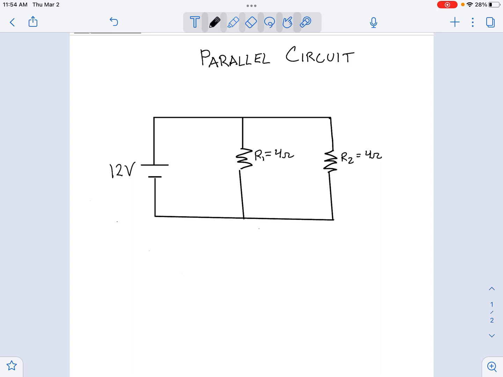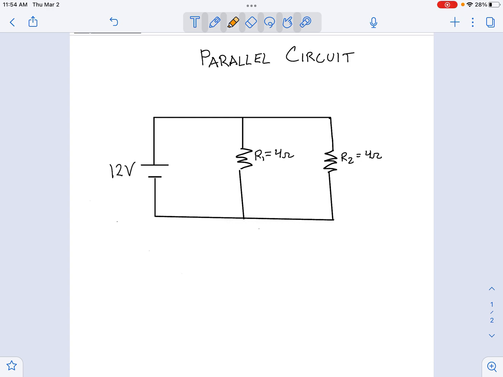But in a parallel circuit, you can see that if the electrons are flowing down like this, the electrons have two paths. They can go this way or they can go this way. So when you add a resistor in a parallel circuit, it's giving the current more places to go, which means it's actually lowering the overall resistance.